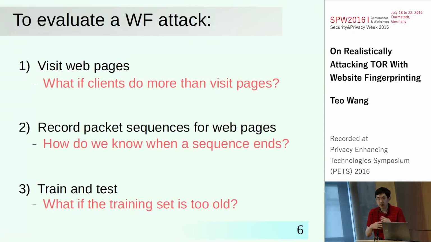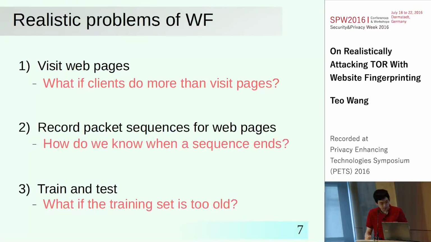And for training and testing, there's this problem of what if the training set gets too old? How often do we need to update the training set? It turns out that previous work, Juarez et al., last year has shown that all of those are sufficient to make website fingerprinting attacks go to near zero accuracy. So we have to solve those problems to claim that website fingerprinting can be realistic.